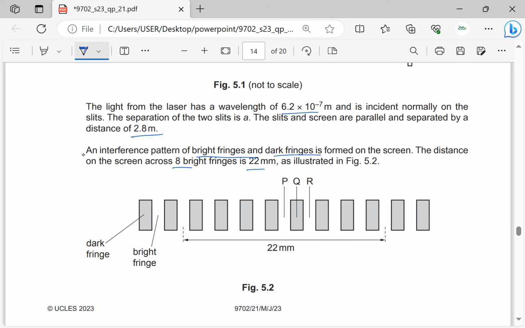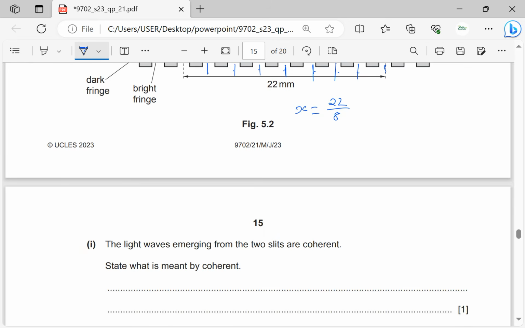Let's see, we have 1, 2, 3, 4, 5, 6, 7, 8. There are 8. So the distance between two successive bright fringes is going to be 22 divided by 8. That is going to be x. Okay, let's see the question.